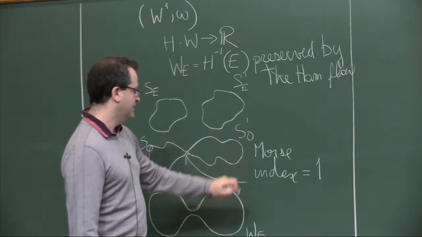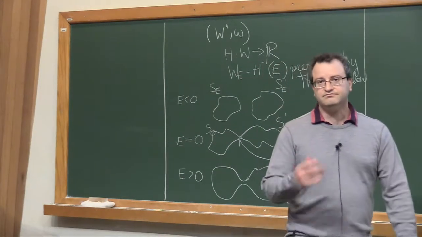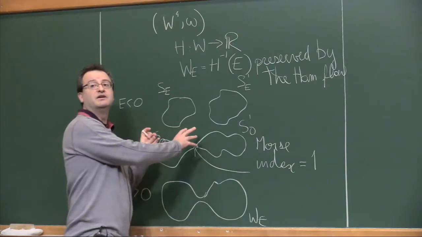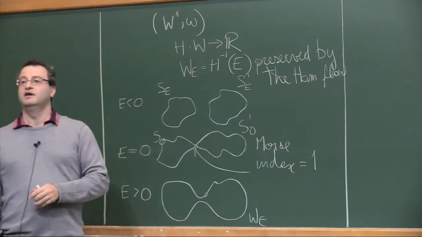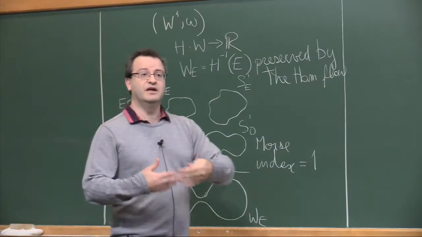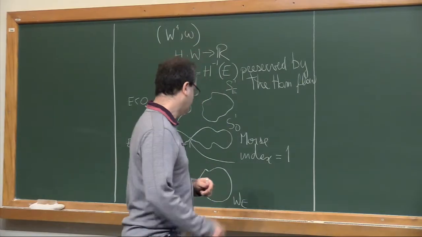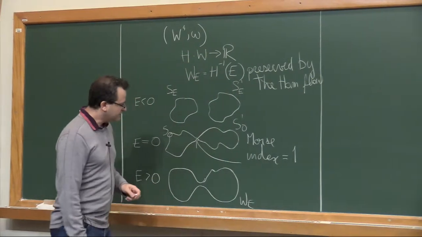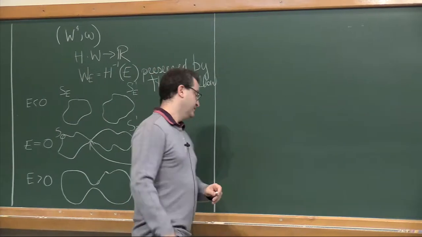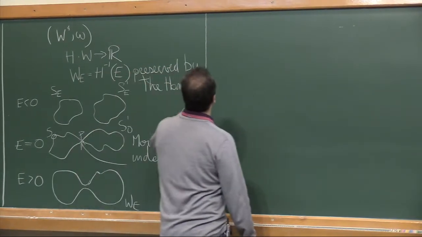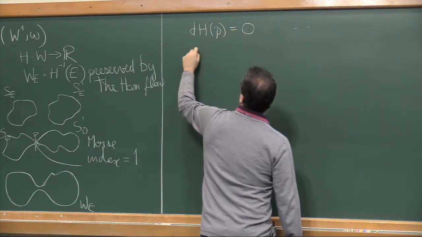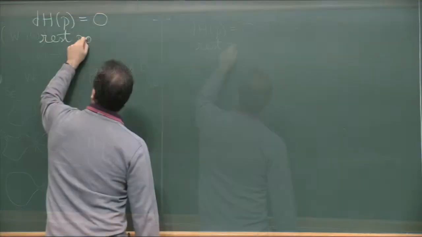So this is essentially the setup, and we want to address the following question. Suppose that you know some information about this energy level, the critical one, and we want to see if we can say something about the energy level slightly above zero. So let me say a little bit more about this critical point. Let's denote it by P. This is a critical point of the Hamiltonian function. It's a rest point of the Hamiltonian flow.